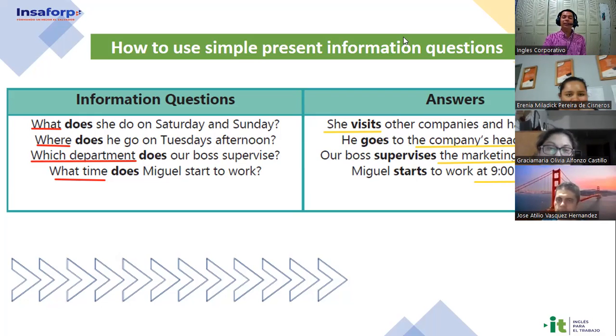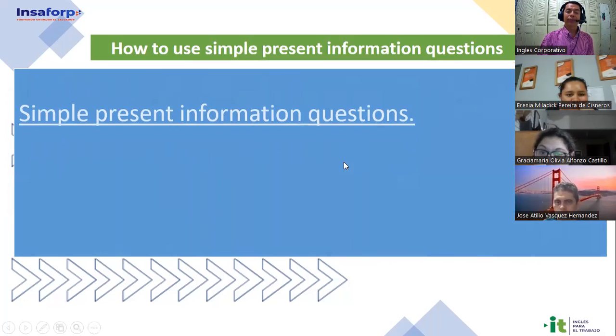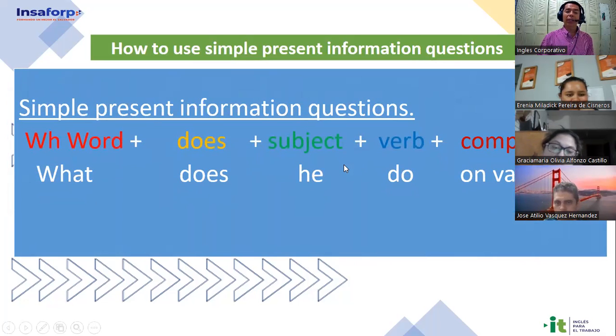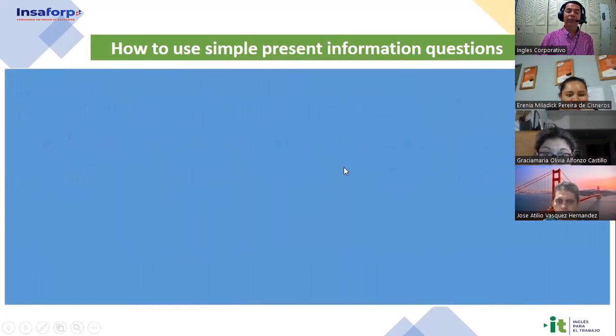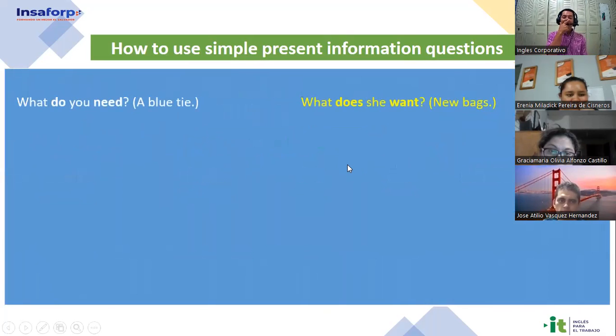Now, any extra question, class? Any extra question? No? Okie dokie, so excelentoso. Now, let's work here. Simple information question. What does he do on vacation? And here we have examples using do and examples using does. Listen, what do you need? When you say, what do you need? Not at 3 o'clock in Cojutepeque. No, no. What do you need is a blue tie. What do you need, teacher? I need a house in the beach and $2 million.